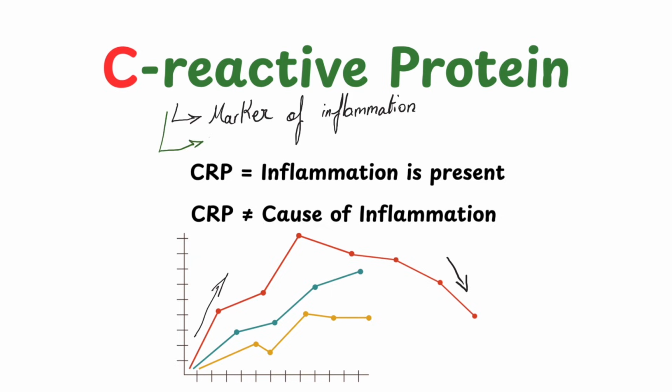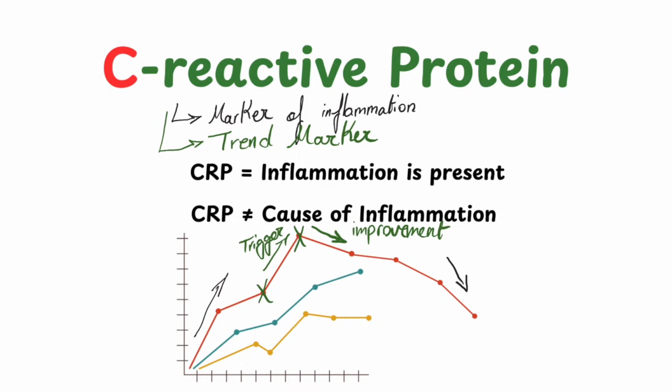That's why clinically, CRP is most useful as a trend marker. One CRP value is just a snapshot, but two values over time show a direction. If CRP is rising, it suggests there is an ongoing trigger or the situation is worsening. If CRP is falling, it usually suggests improvement or response to treatment.